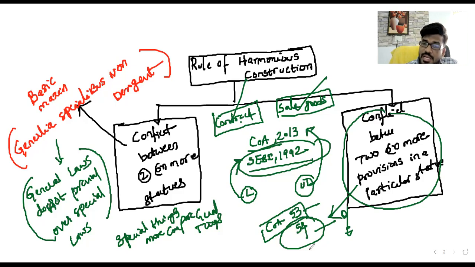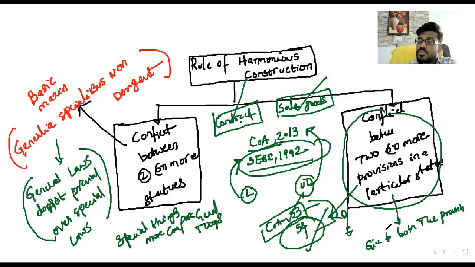So the two provisions are there, and there is a conflict between them. At that point of situation, give effect to both the provisions. Why? Because Section 53 prohibits the issue of shares at a discount, but there is only one exception, that is sweat equity shares. The rule of harmonious construction clearly says that whenever there is a conflict between two or more statutes, you give importance to the special statute over the general statute. Whenever there is a conflict between two or more provisions in a particular statute, give effect to both the provisions.